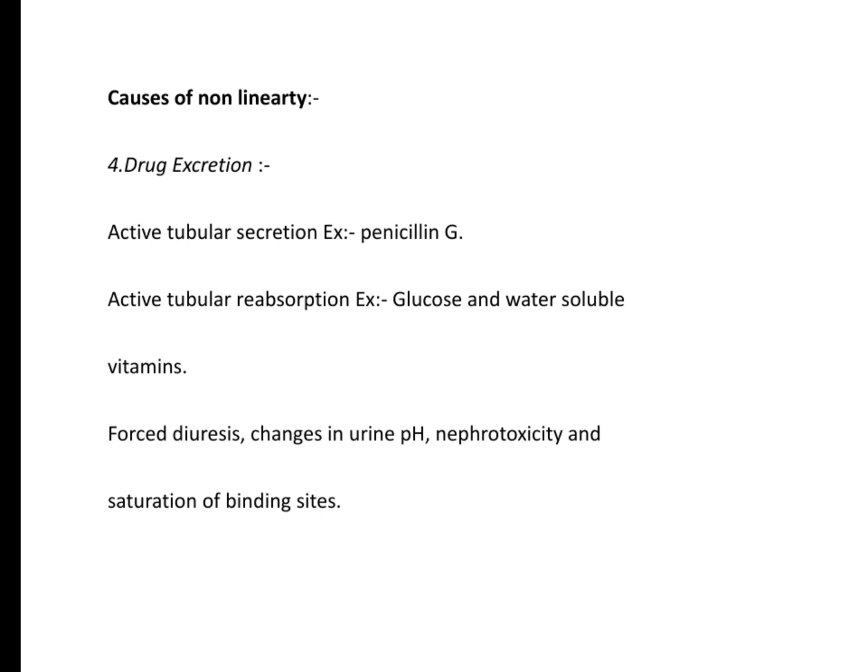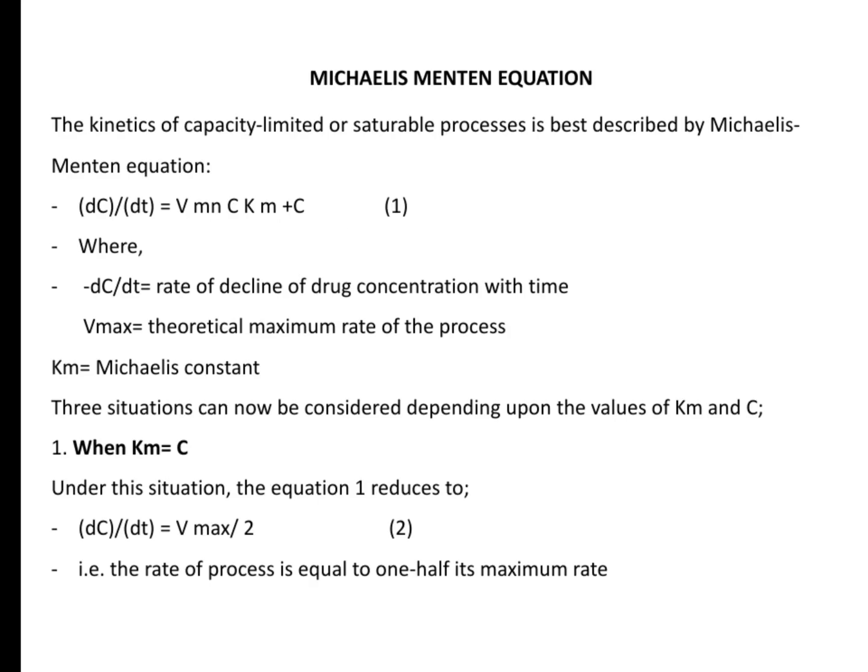First one, the active tubular secretion. Example is penicillin G. Second one, the active tubular reabsorption. Example, glucose and water-soluble vitamins. The others are diuretics, change in urine pH, nephrotoxicity and saturation of binding sites.